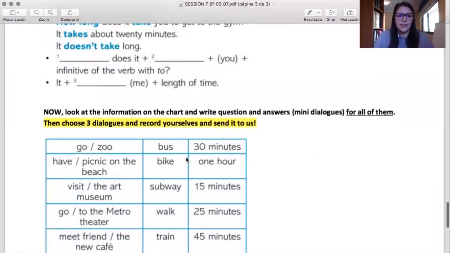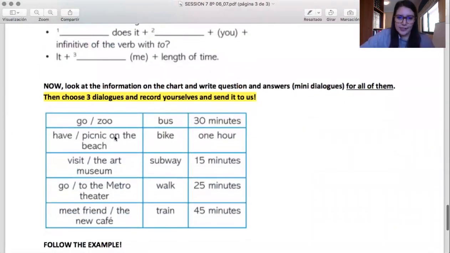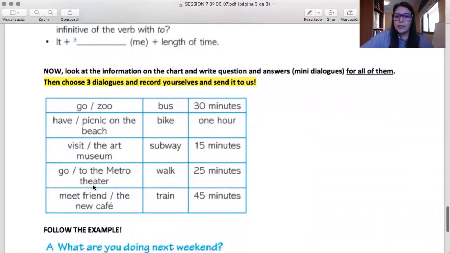Now, look at the information here on this chart. Okay, you need to write questions and answers like mini dialogues for all of these places and activities. Okay, then you're going to choose 3 dialogues, so 3 of these activities, and record yourself and then send it to us. Ya, para finalizar nuestra clase, ¿cierto? Esta actividad tiene que ver que ustedes van a escribir preguntas, ¿cierto? Y respuestas como mini diálogos, ¿ya? Para cada una de estas actividades. ¿Ya? Luego van a escoger 3 de ellos y se van a grabar, ¿cierto? Y nos los van a enviar para poder practicar pronunciación, ¿cierto? Y fluidez en el idioma.